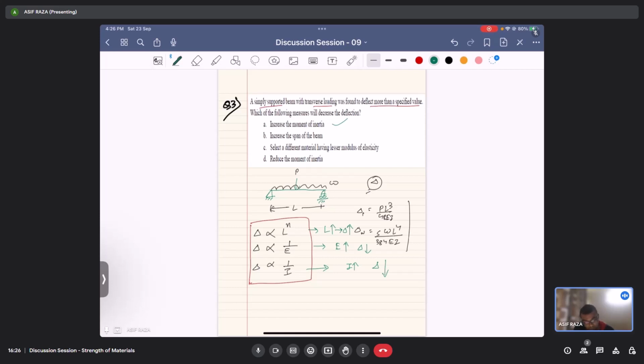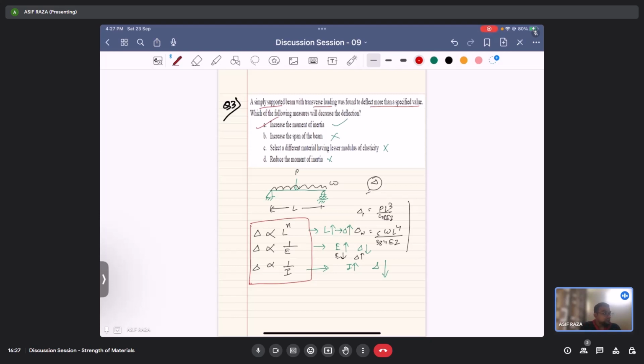If we increase the span of the beam, would deflection decrease or increase? It will increase, so this is not required. Now select a different material having lesser modulus of elasticity. That implies that E is decreasing. So if E is decreasing, my deflection would increase. That is not required according to the question. So this is also not there, and this is also quite opposite. So our correct answer would be option A.